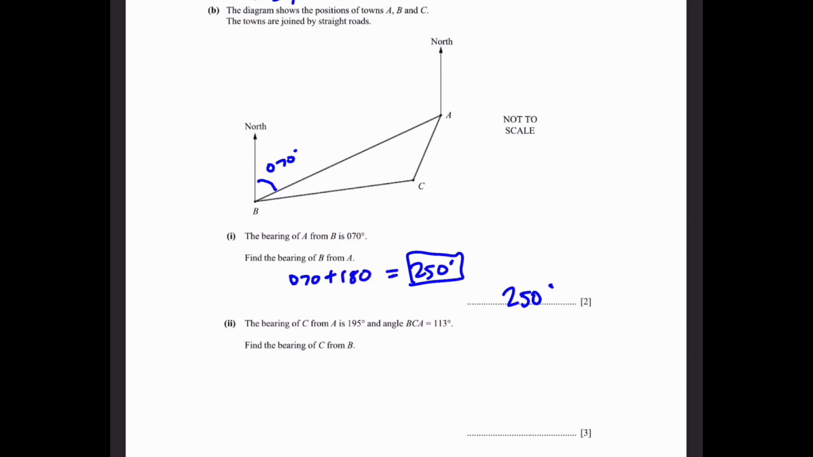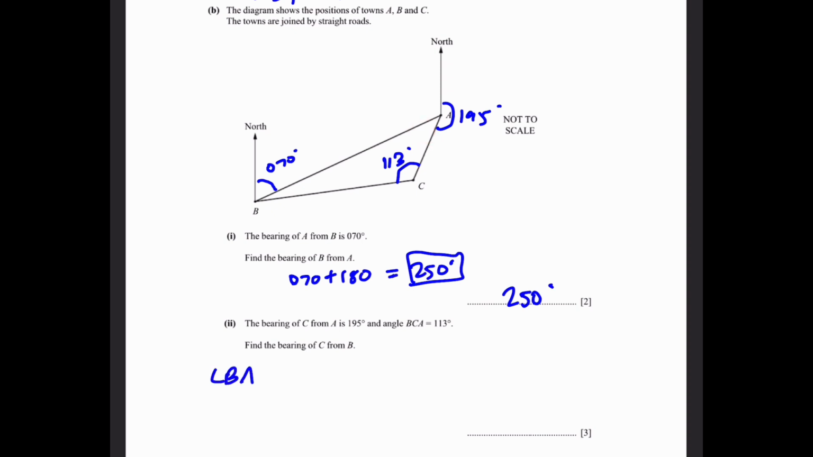Now let's go to part 2. The bearing of C from A is 195 degrees, and angle BCA is equal to 113 degrees. The bearing of C from A, by the way, is just this angle here, clockwise from A all the way till AC. Find the bearing of C from B, which is this whole thing here. So this angle is 113, this bearing is 195, and we know the whole bearing over here is 250. So we can find this angle.